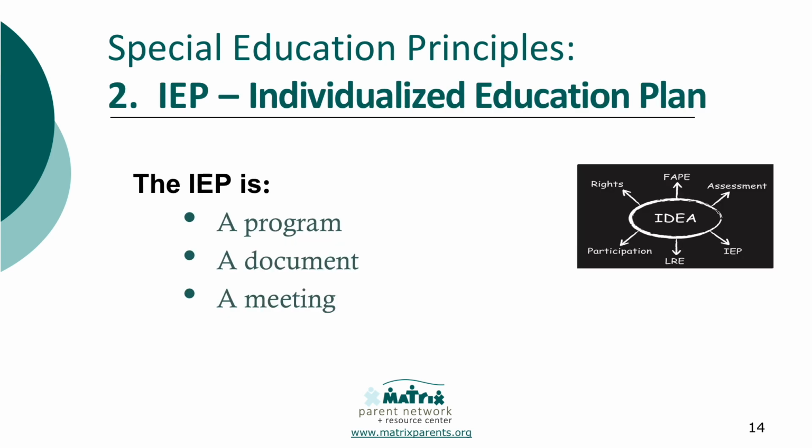So next, IEP, Individualized Education Plan. The IEP is three things, really: a program, a document, and a meeting. So it gets a little confusing. Someone says, my child's IEP. What are they talking about? The physical plan that you have in writing as a document, or the actual services they're getting, or the meeting at which you discuss it. It's all three of these things.